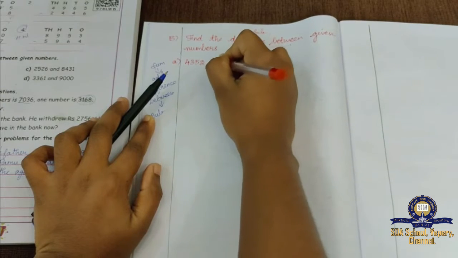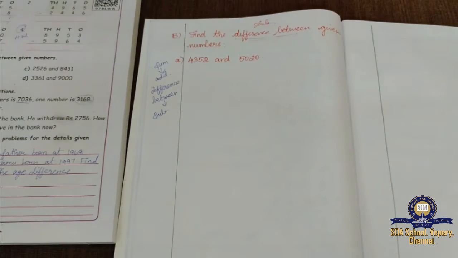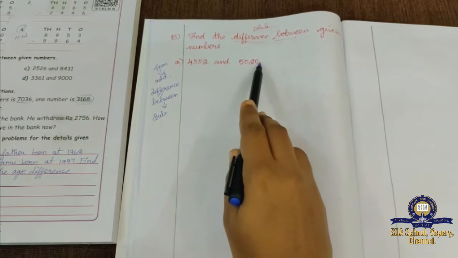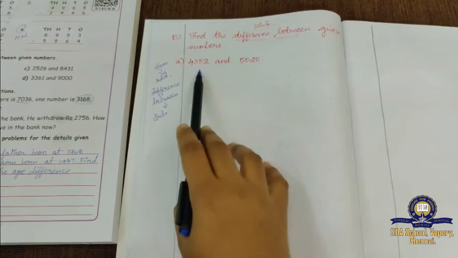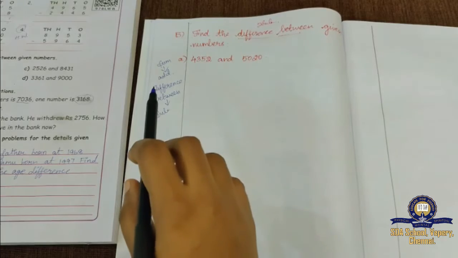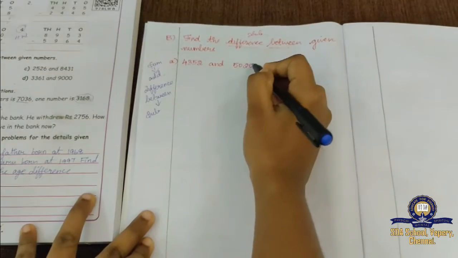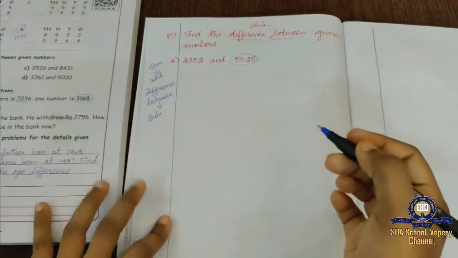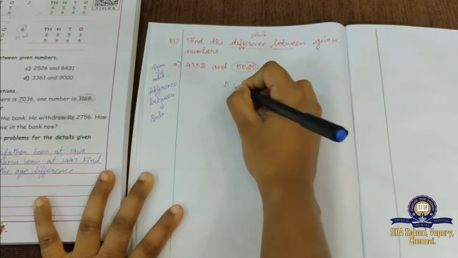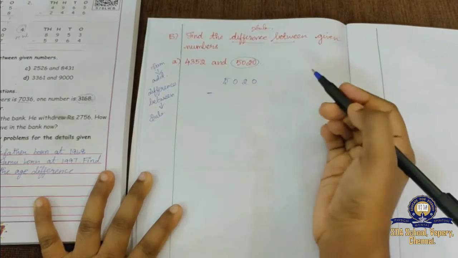4352 and 5020. Okay, shall we do now? Yes. Okay, 4352 and 5020. So in these two numbers, which is biggest number? 4352 is the biggest number, or 5020 is the biggest number? Yes, 5020 is the biggest number. So what we have to do? We have to write the biggest number first. 5020 minus, next we can write this smallest number.